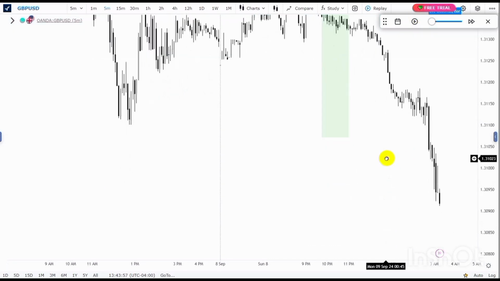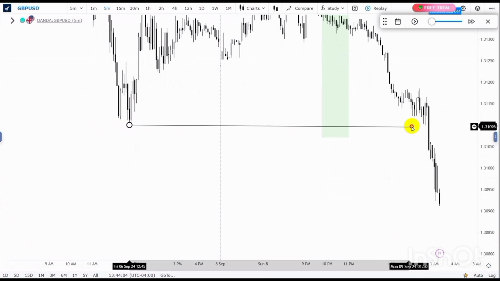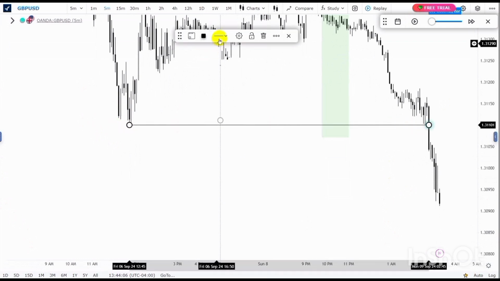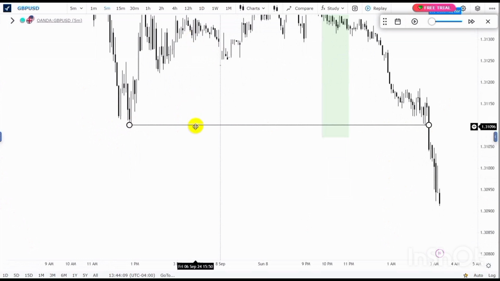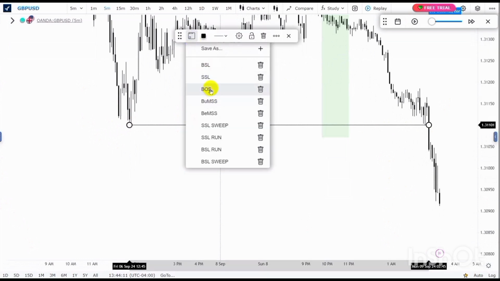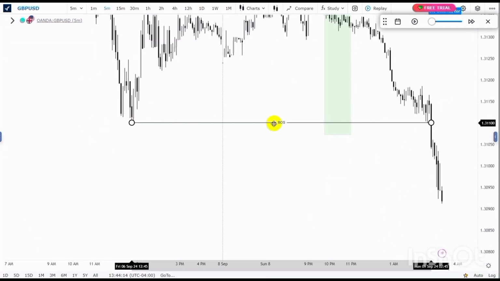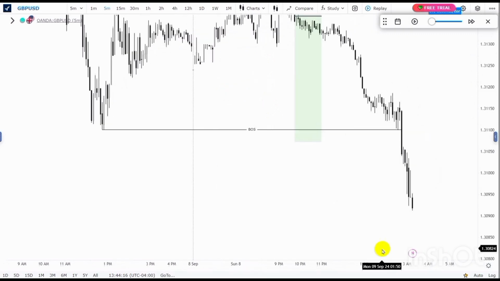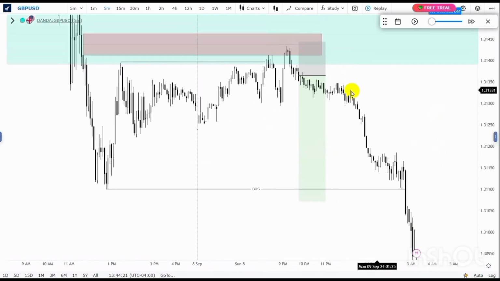Now, what you can see is that the market took out the sell side liquidity. So we can actually identify this as a break in market structure. So we actually have the break in market structure to the downside. So we're expecting to see price give us a return to the upside before we continue in the bearish market condition. So you can see how price returned into our fair value gap, into the unmitigated wick.